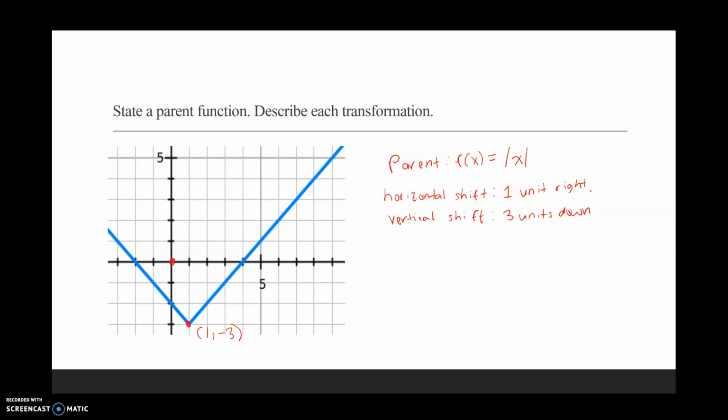I see it's opening up, which indicates there's no reflection. And the last thing we want to look for are those non-rigid transformations. How do we know if there's a non-rigid transformation? That means that if we start at the vertex and go over one, up one, we don't hit the graph. Since we do hit the graph, there are no non-rigid transformations. So the only two was there was a horizontal shift and a vertical shift on this graph.